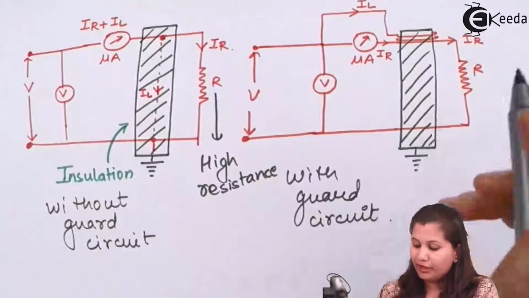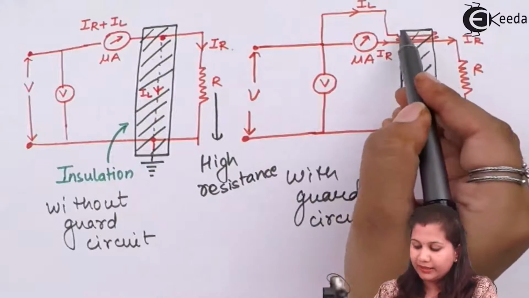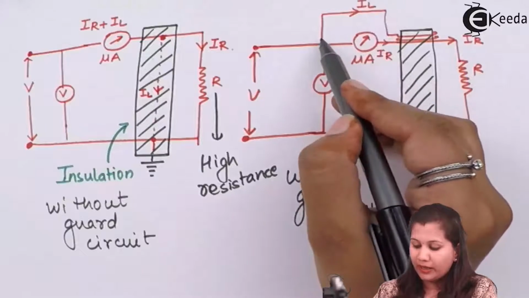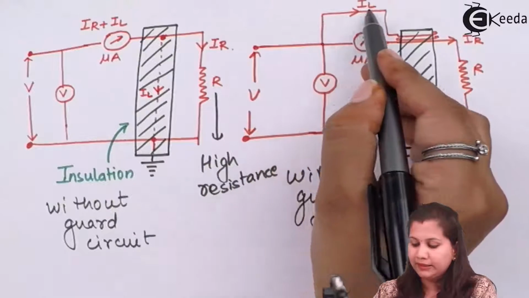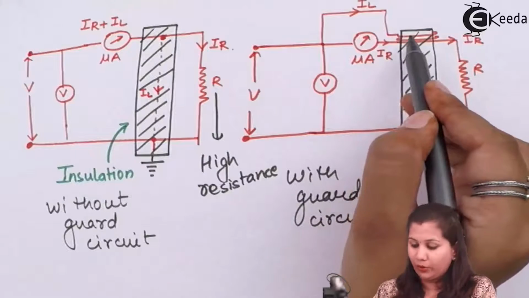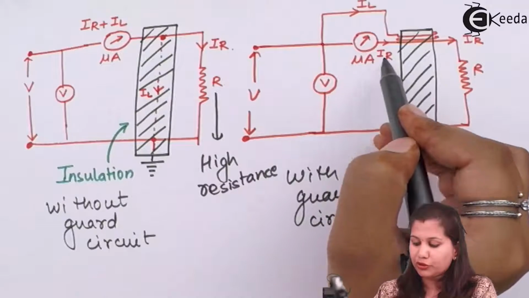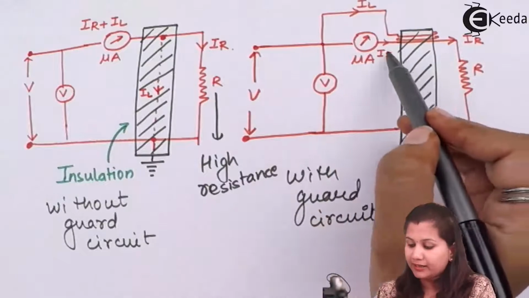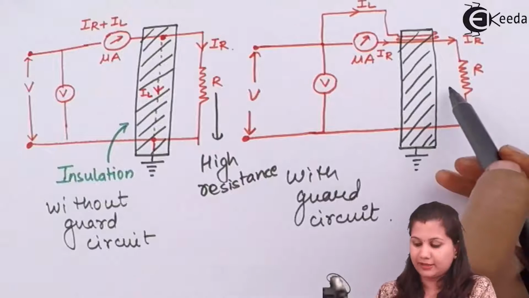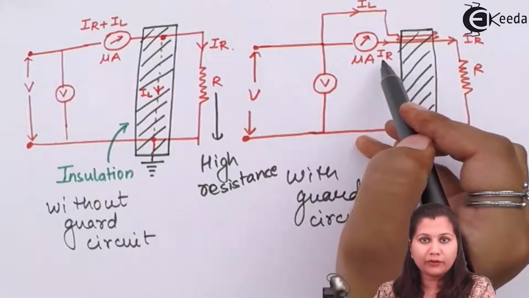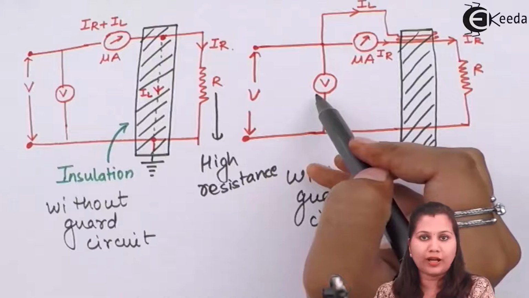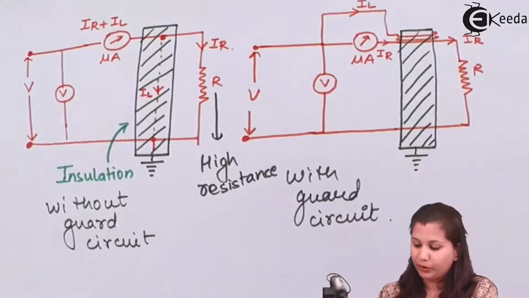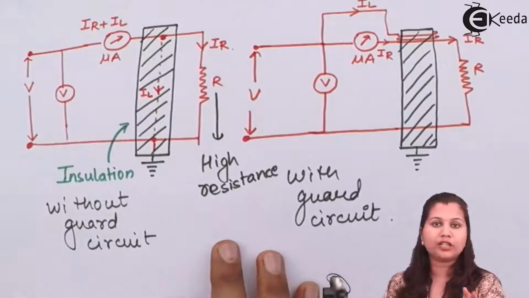Now if the guard circuit is present, then a wire is connected across this insulation, and this wire is going to bypass the leakage currents through this guard wire. The ammeter is going to measure only the correct value of the current, the resistive current, that is the current passing through the high resistance. So here we are getting the true value of the measuring current, and here the true value of the voltage. By the voltage and current readings, we can easily measure the resistance. So this is the concept of the guard circuit.